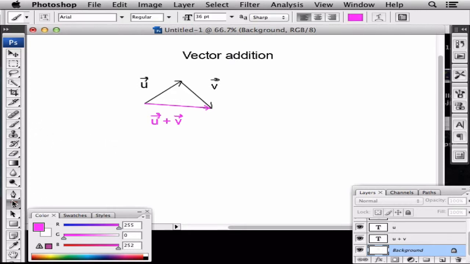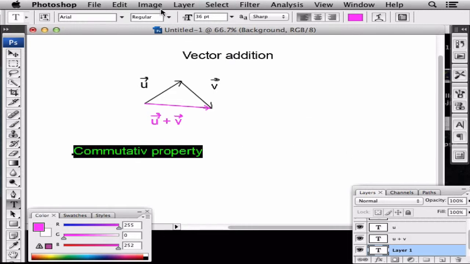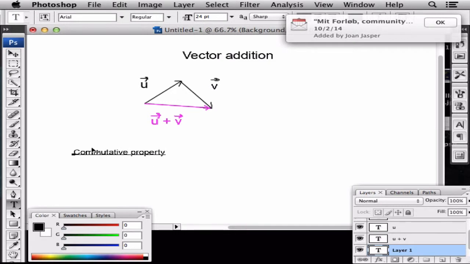And of course, as with any mathematical operation, there are some nice properties. The commutative property, as we call it. It means that we can do it the other way around, and we still get the same result, just like with numbers. If we add two numbers together, we can swap them, and we get the same result.